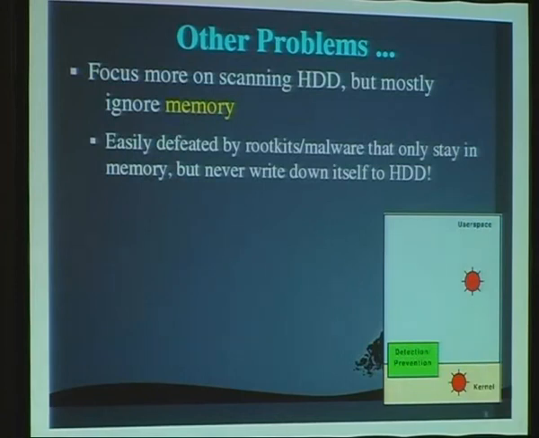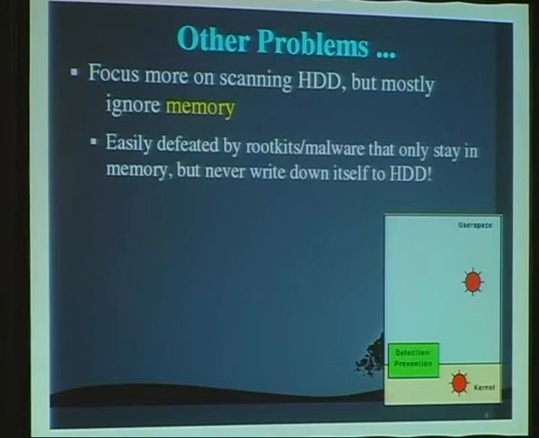The other problems. As I said in the last slide, the current malware scanners mostly focus on scanning the hard disk, but most of them ignore the memory. They don't scan memory; they focus on scanning the hard disk only. Recently there are many advanced malware that try to evade the malware scanner by staying inside memory only, and they never write themselves to the hard disk. So for those malware that only stay in the memory, a malware scanner that only focuses on the hard disk cannot detect them, because it doesn't scan the memory. Those are the other problems.